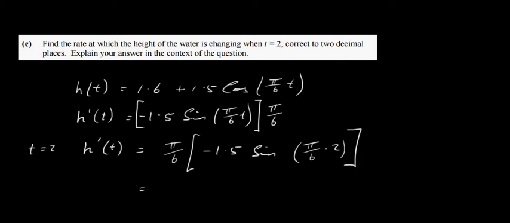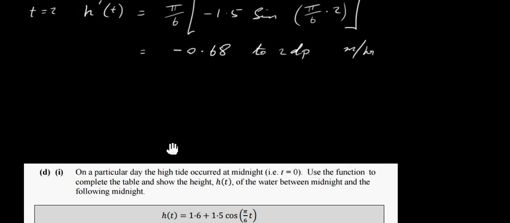Okay, so you can work this out. It's fairly straightforward. You can work that out on your calculator, and what you end up with is minus 0.68 to 2 decimal places. And this is the rate at which the height of water is changing. So the units here would be meters per hour. So it's 0.68 meters per hour is the rate at which the height of water is changing 2 hours after the last recorded high tide. Okay, so that's that bit done. Let's have a look at the next one.